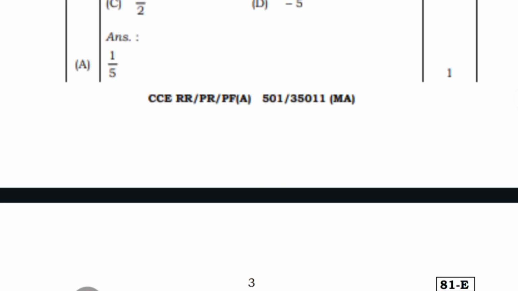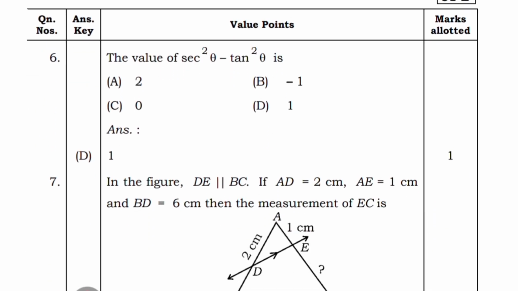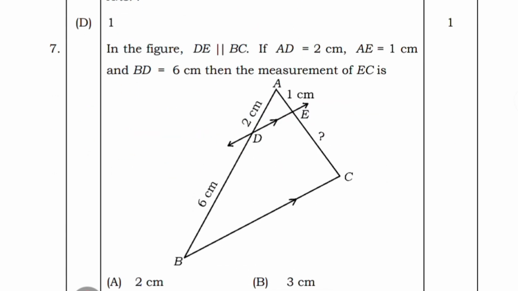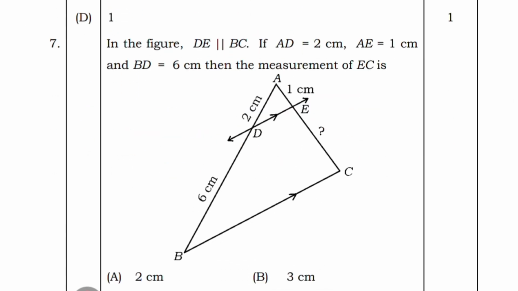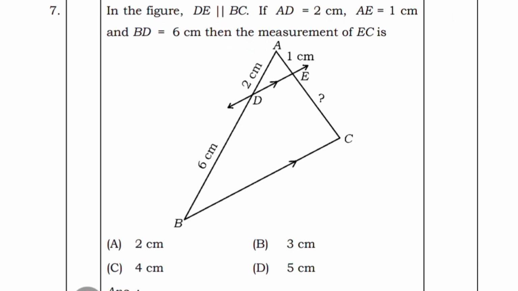That is option A. Coming to the sixth question, the value of sec square theta minus tan square theta is. Here it is an identity and a formula. So directly the answer will be 1. Coming to the seventh question, this is from the triangle lesson. Go on reading this question in the figure. DE parallel to BC. If AD is equal to 2 cm, AE is equal to 1 cm, and BD is equal to 6 cm, then the measurement of EC is. Here the answer is 3 cm.